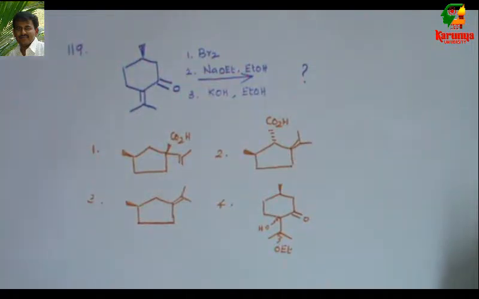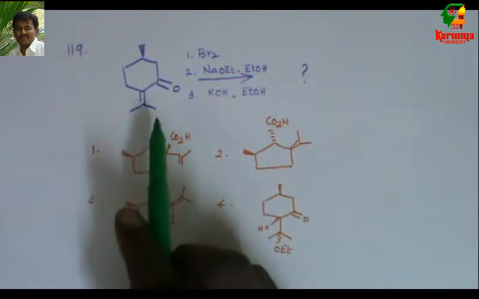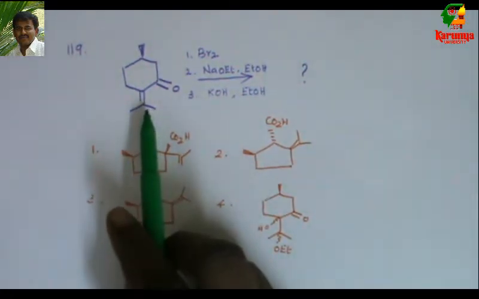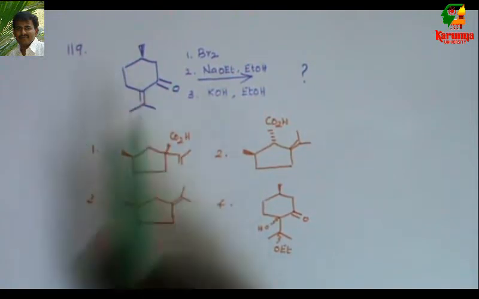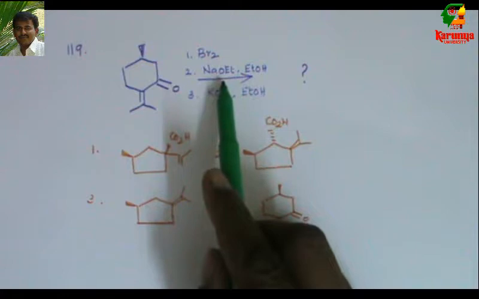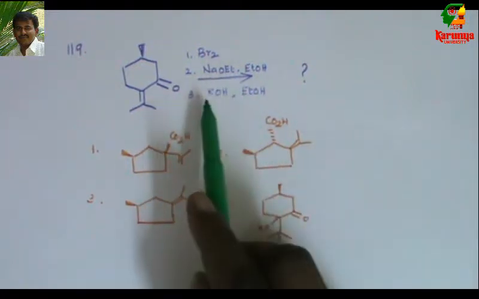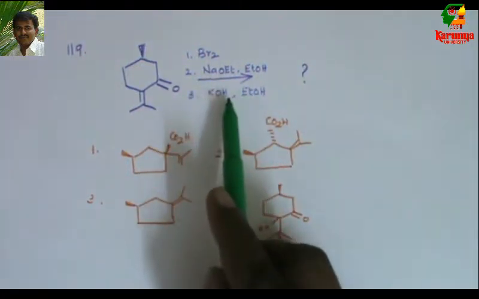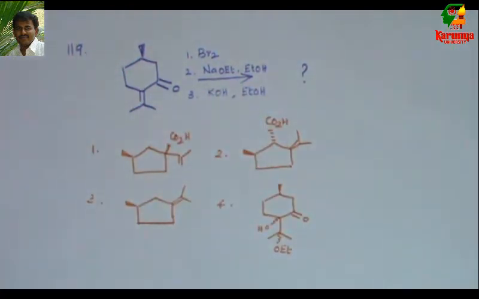Today, I am going to solve a problem on Favorskii rearrangement. Here is the problem. When this alpha beta unsaturated ketone is treated with bromine followed by sodium ethoxide and then with KOH, what is the major product? The given options are here.